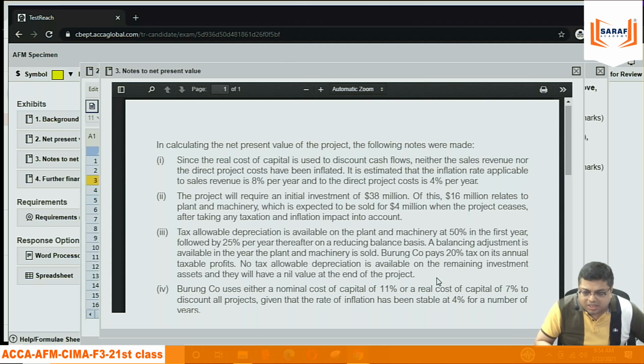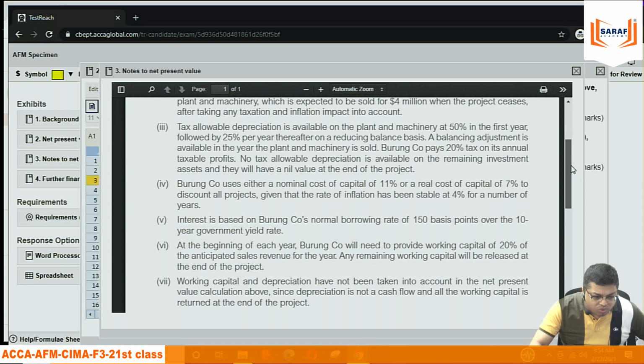B company uses either a nominal cost of capital 11% or a real cost 7% to discount all projects, given that the rate of inflation has been stable at 4% for a number of years. Even if it is 4, is it 11 minus 4, friend? That is also wrong. So we should be doing the calculation based on 11%, not 4%. Interest is based on B company's normal borrowing, 150 basis points over the 10-year. Still, interest should not be deducted, but they have deducted it.